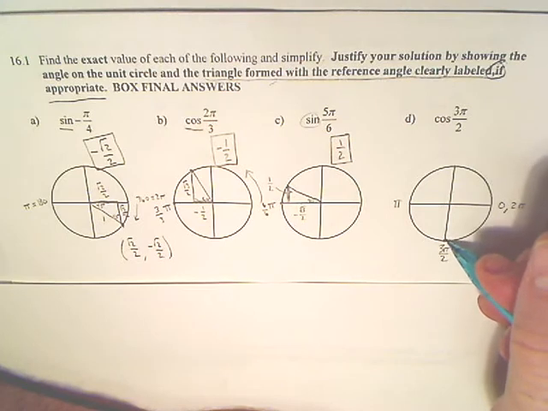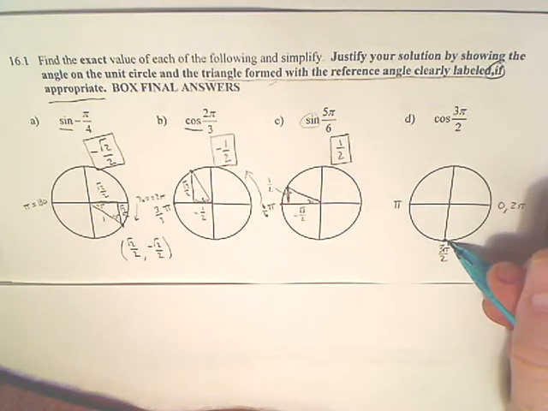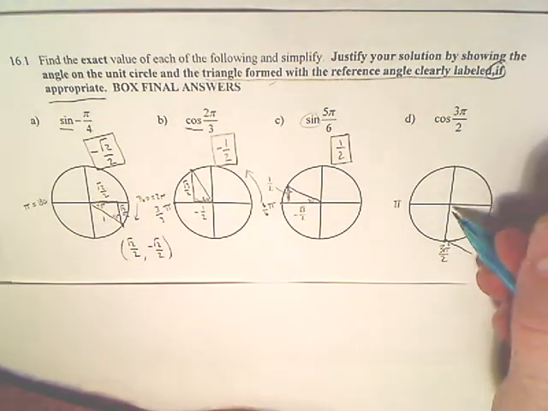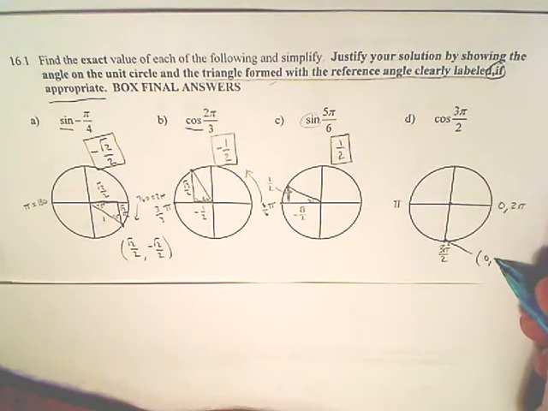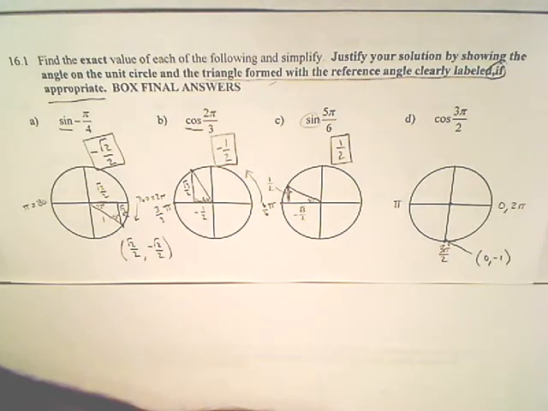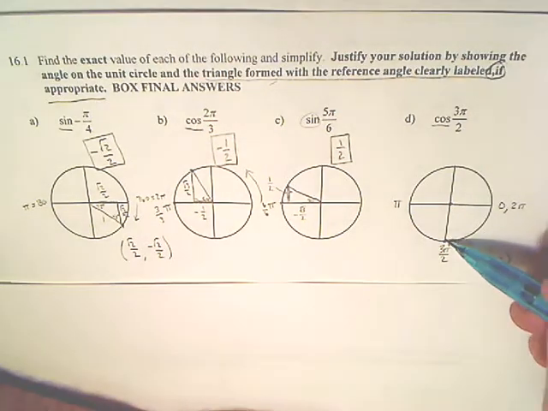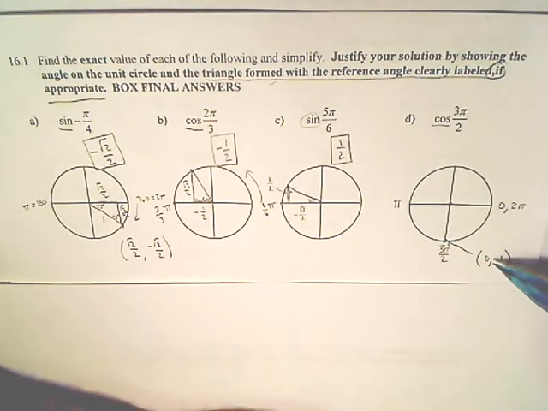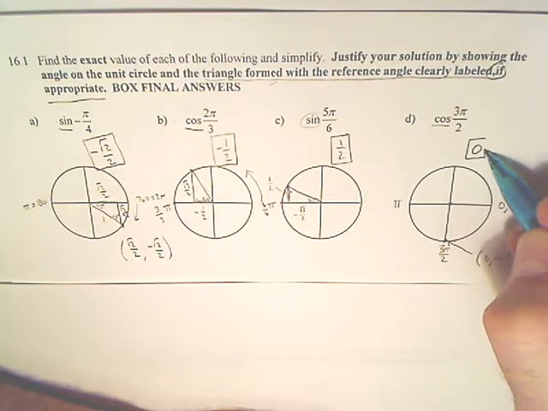This coordinate point is the solution to our problem. What is that coordinate point? We don't need a triangle to figure it out. If this is 0, 0, then this dot is 0, -1. Cosine is asking for the x value of that dot. The x value of that dot is the 0. So this solution is simply 0.